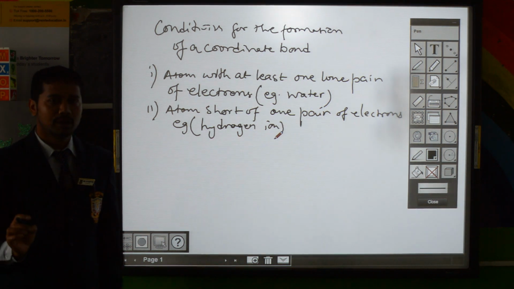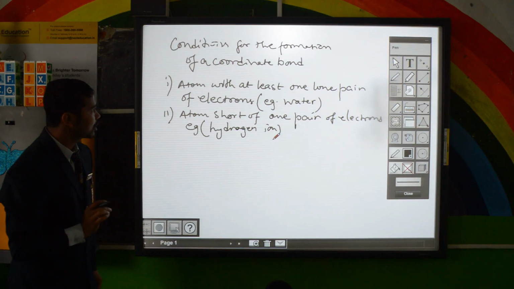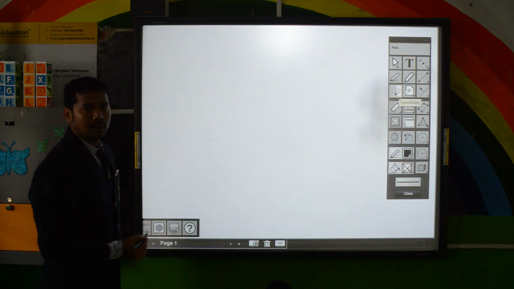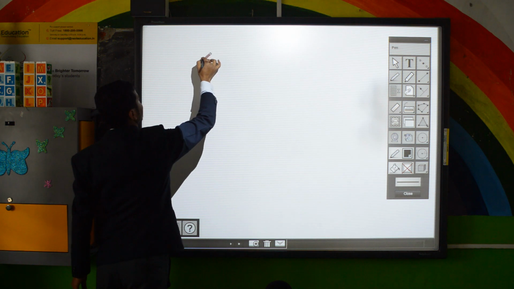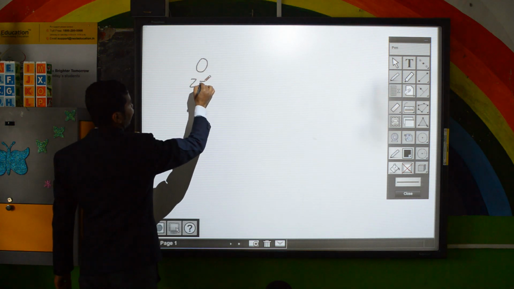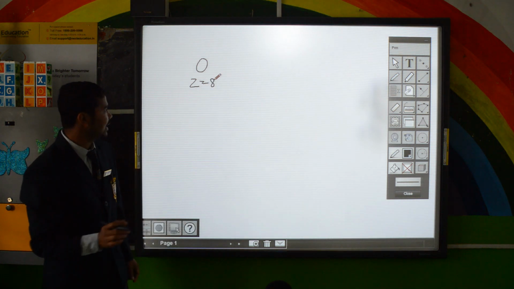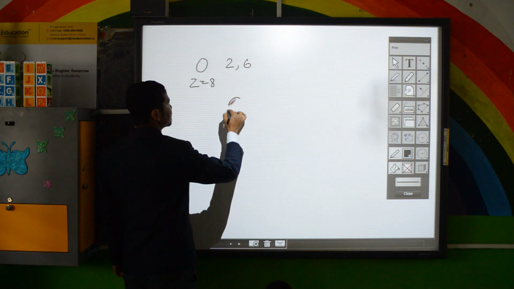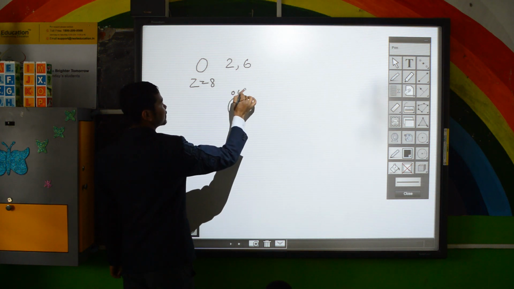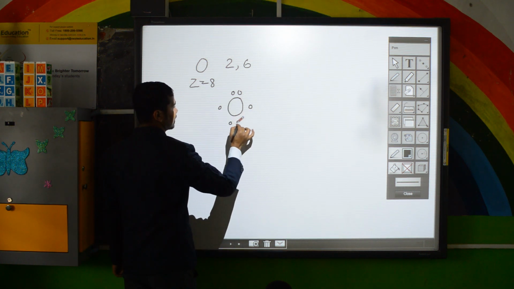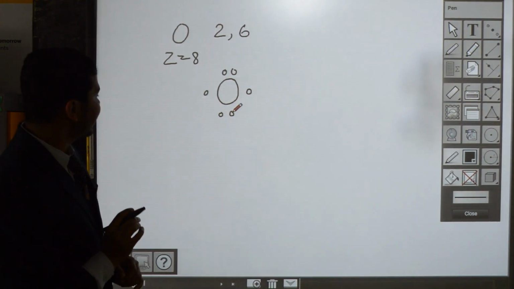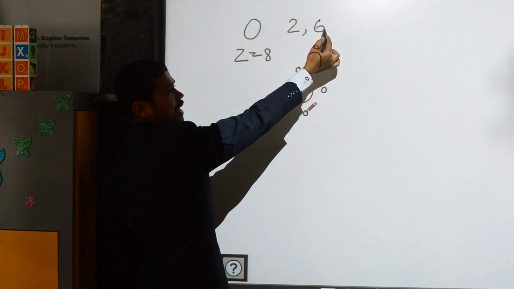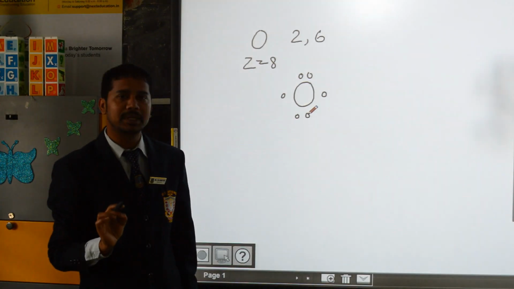Now, let me tell you how this water molecule contains lone pair of electrons. You know that the atomic number of oxygen atom is 8. Its electronic configuration is 2, 6. If we see the atomic structure of oxygen, it has 6 valence electrons. In order to have stable electronic configuration, it has to gain 2 electrons. It needs 2 more electrons to complete its octet.